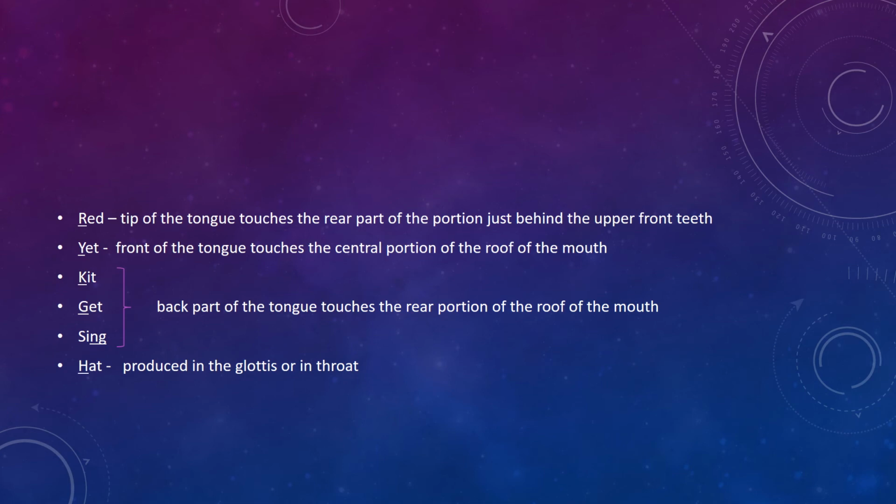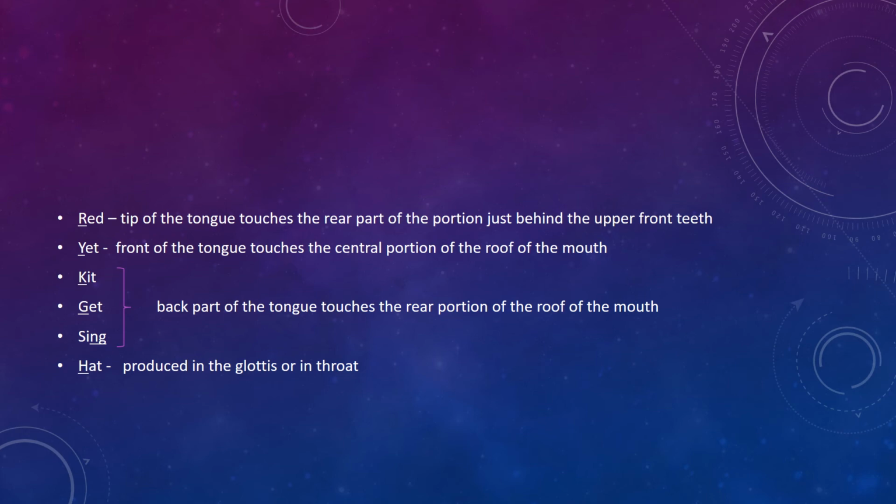Here are some more consonant sounds: r, y, k, g, h. R as in red, and it is being produced with the help of the tip of the tongue and the rear part of the portion just behind the upper front teeth. Tip of the tongue is being raised and it is touching the rear part of the portion just behind the upper front teeth, which you can also call as the teeth ridge. And for the production of y, the front of the tongue is touching the central portion of the roof of the mouth.